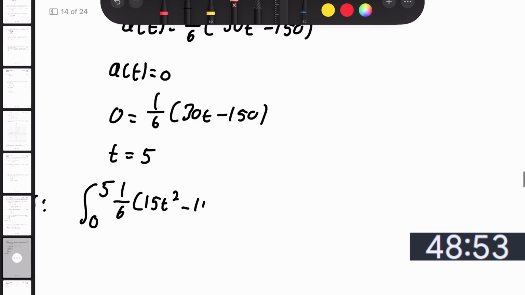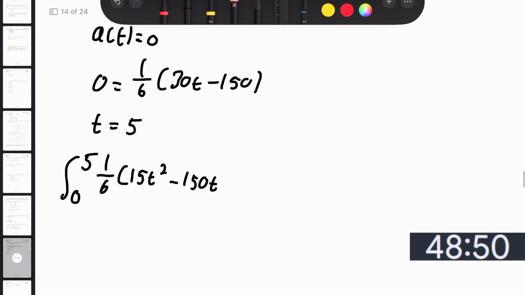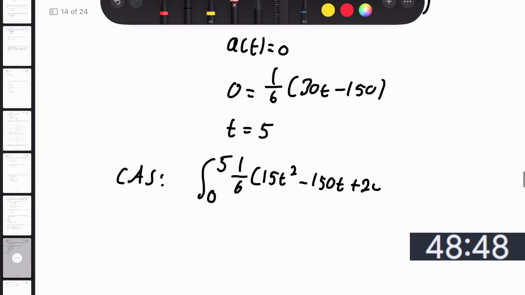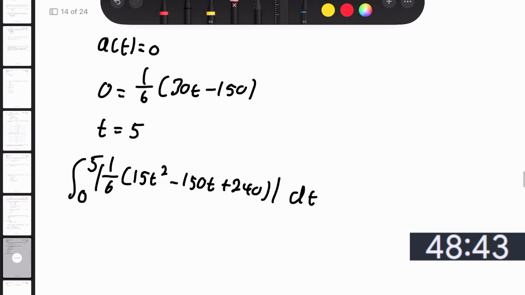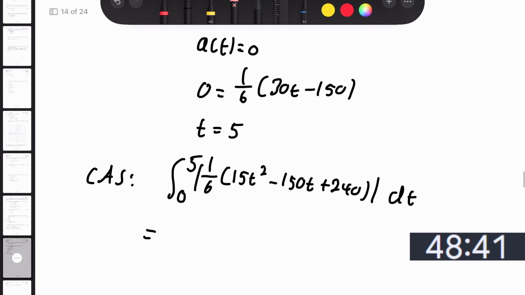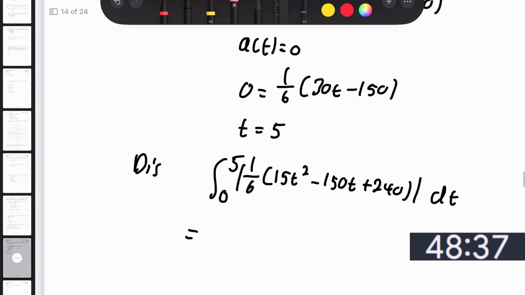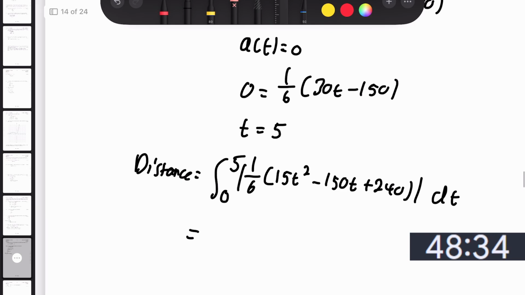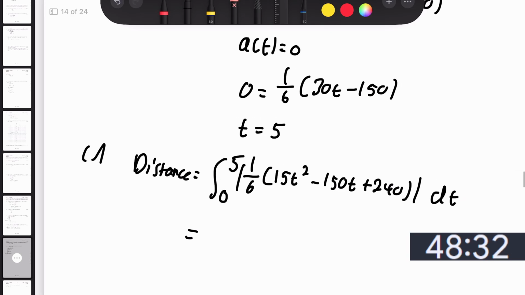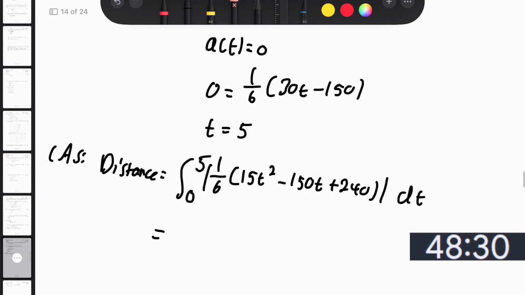Minus 150t plus 240. And then I'll just put absolute brackets around this, and I'll say dt. And then, so CAS. So then this is equal to... this might take a while for the calculator to deal with, so put it in and then I'll quickly start moving on to the next question.